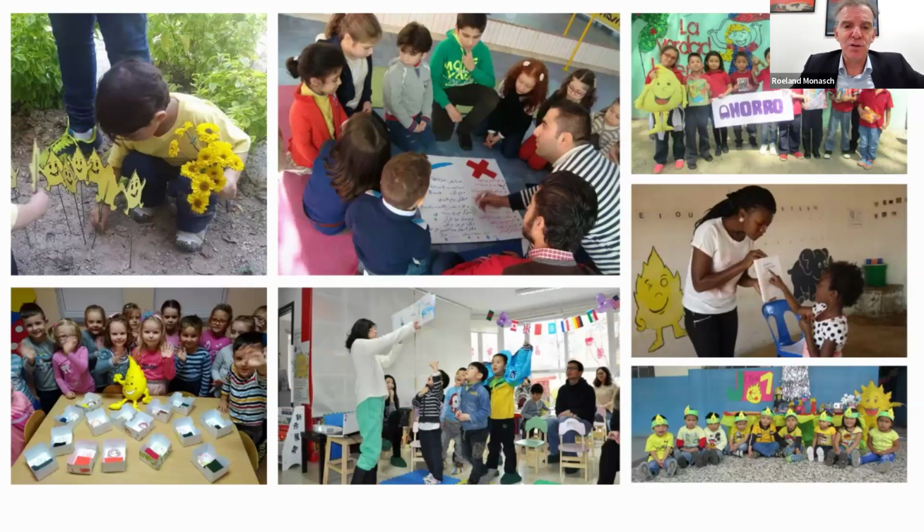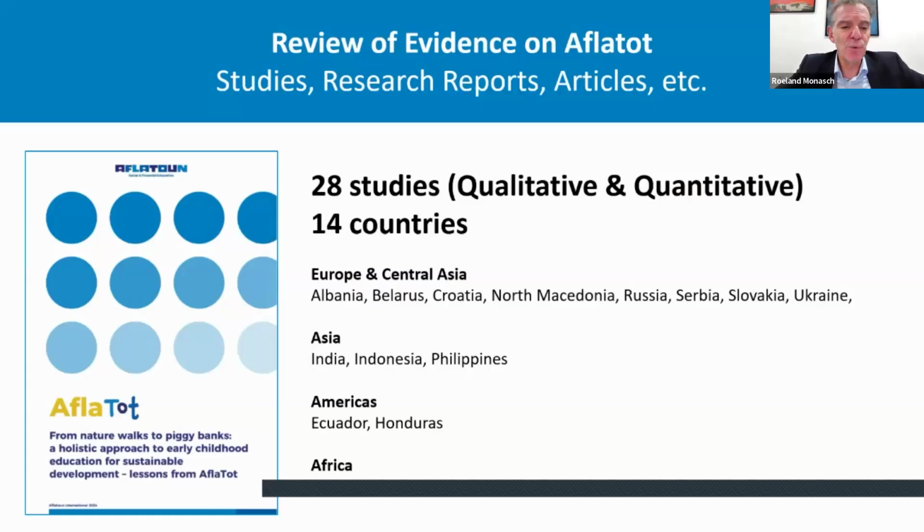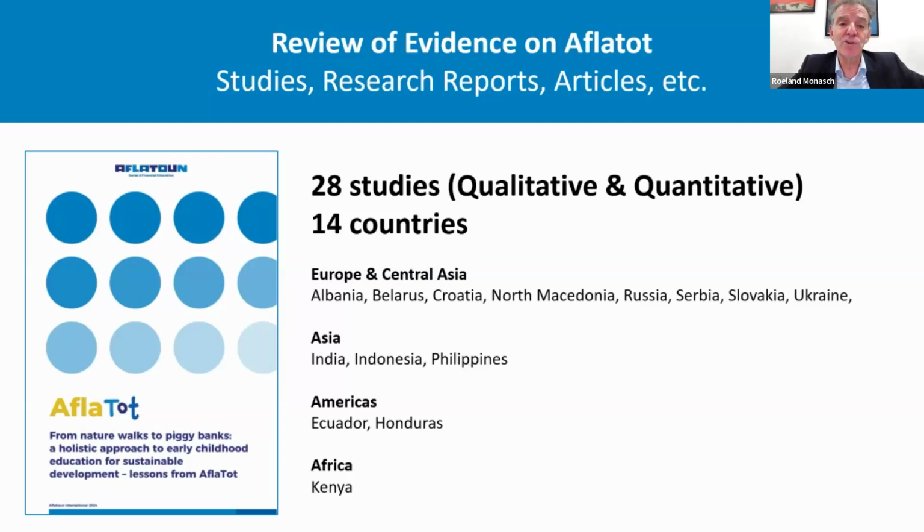Okay, so that's AflaTot. What we did is, we are about to launch the new AflaTot curriculum, the revised curriculum. And as a contribution to the revision of the AflaTot curriculum, we did a review of all the evidence out there. We looked at studies, scientific articles, research reports. The majority of the studies we found were actually published in the scientific literature, but we also included reports from partners, evaluations of projects, etc. And ultimately, we found 28 studies, both qualitative and quantitative studies, from 14 countries.